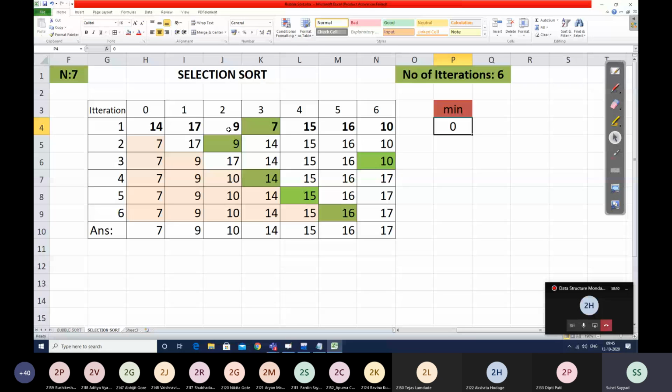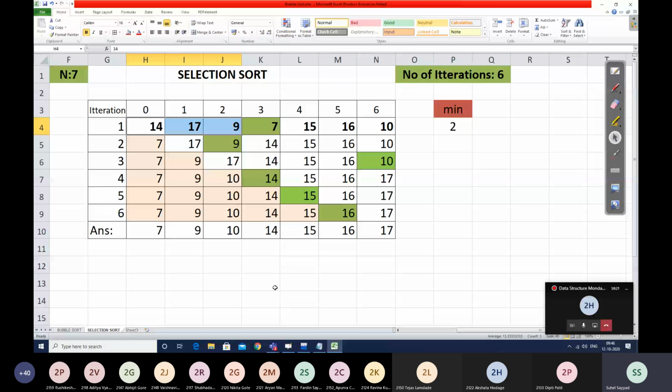Again, do I need to change the value of mean? Whether A of 2 is less than A of mean? Yes. Here I find that it's less, so I'll make mean as 2. Because up till now, in these first three numbers, I find that the number present at 2 is smaller.